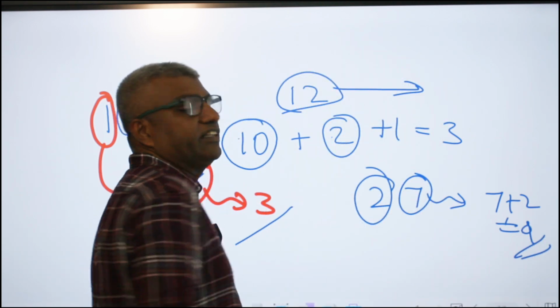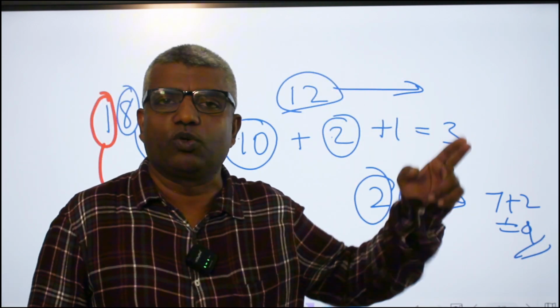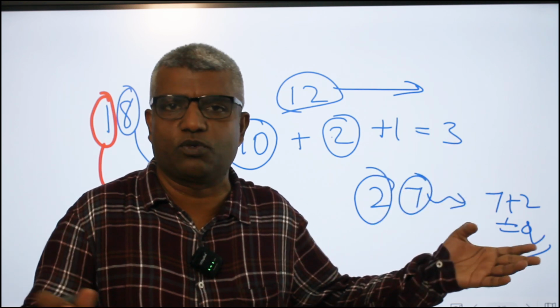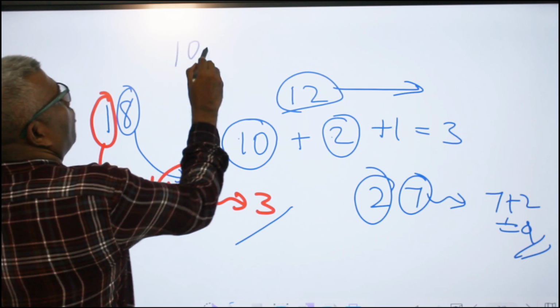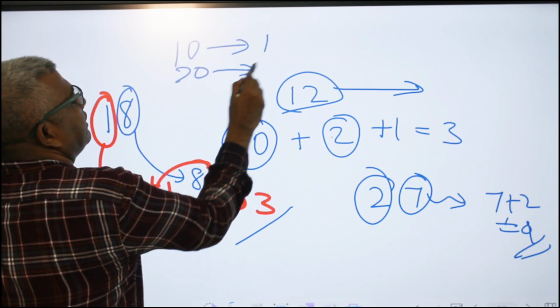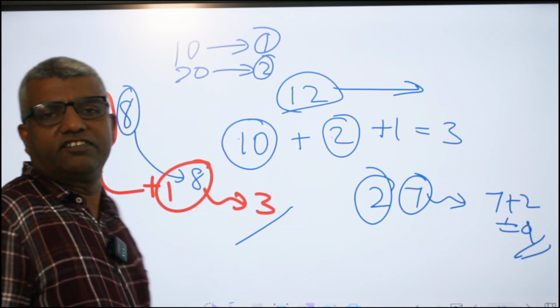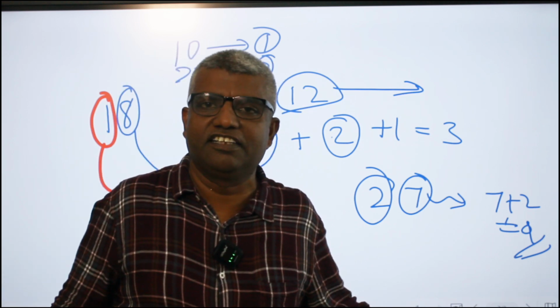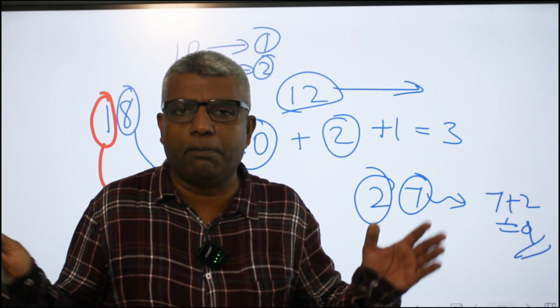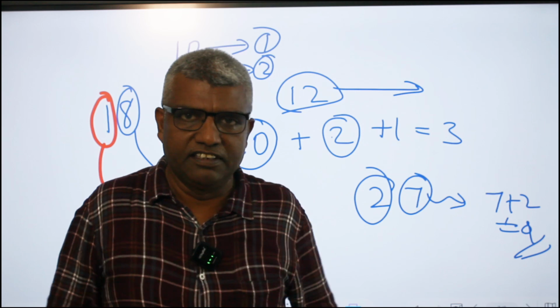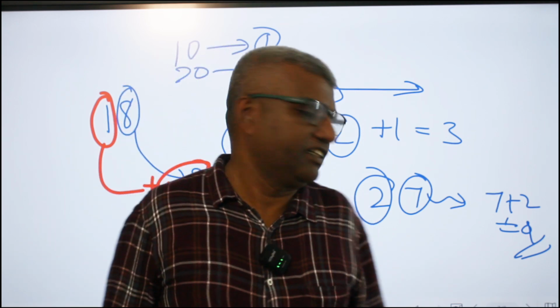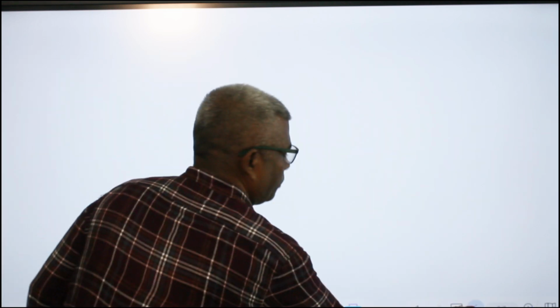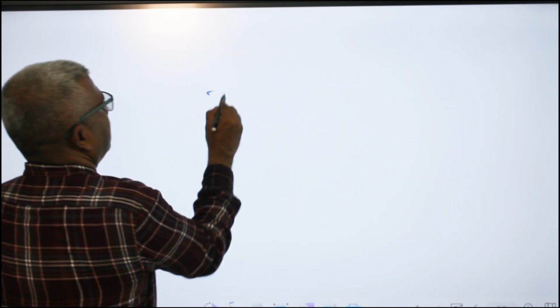Understand? In 10, 1 remaining. In 20, 2 remaining. In 30, there is no remainder. So we are adding these digits, and if the combined digit is divisible by 3, then the entire number is also divisible by 3. Then the next one, divisibility by, okay, one check we will do.